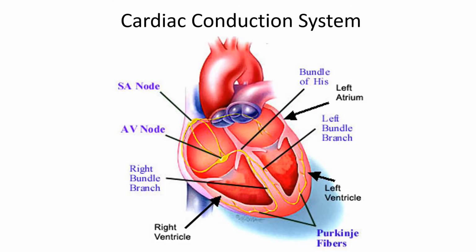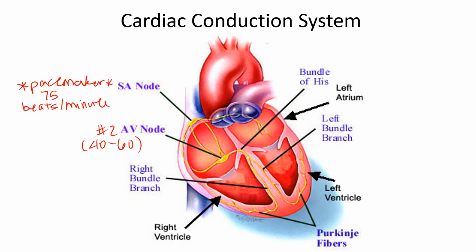All right, so taking a look at this picture, which part is your pacemaker? Your SA node should be your pacemaker. And what is the normal rate, heart rate, that the SA node sets the pace? That's 75 beats per minute. Okay, what is your number 2 in charge? Number 2 in charge is your AV node, and left to its own devices, it would set the pace much slower at around 40 to 60 beats per minute.